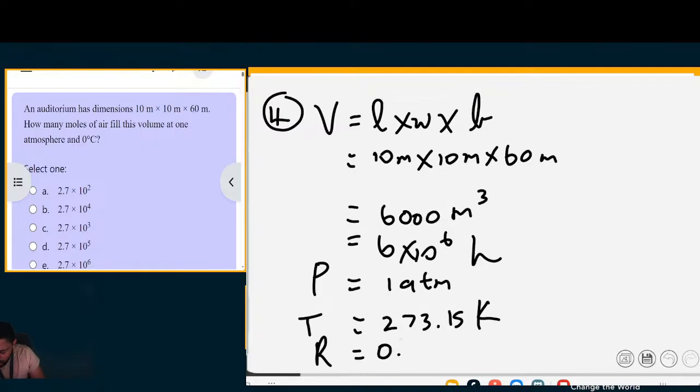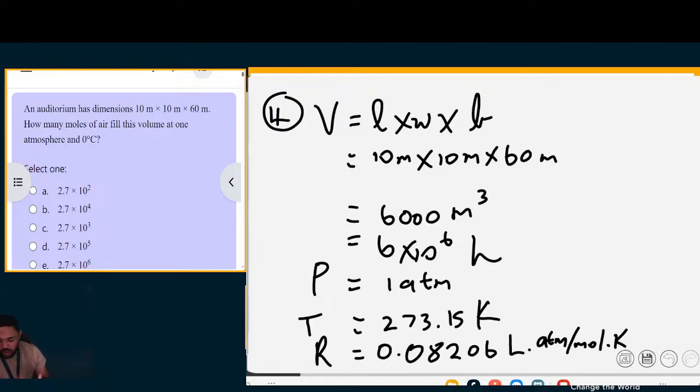This one is 0.08206, and it is in terms of liters atmosphere per mole per Kelvin. This is the gas constant when you're working with liters, atmospheres, and kelvins. So in liters and atmospheres instead of pascals and cubic meters.